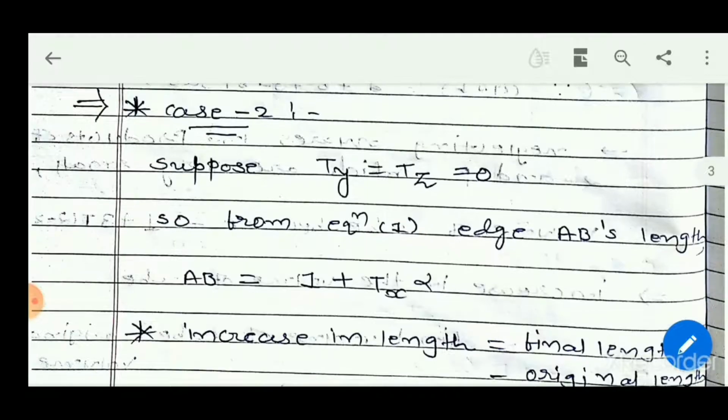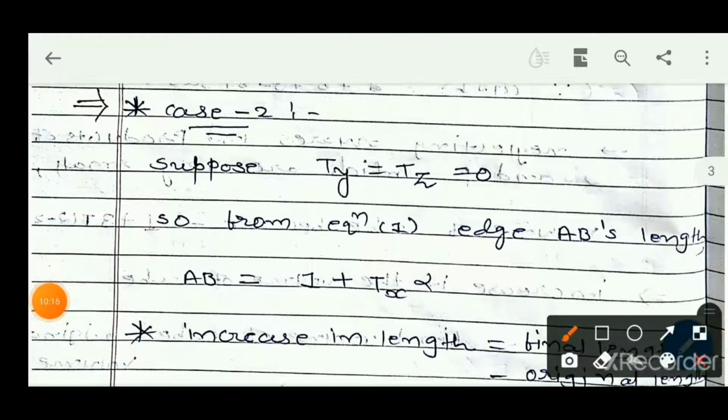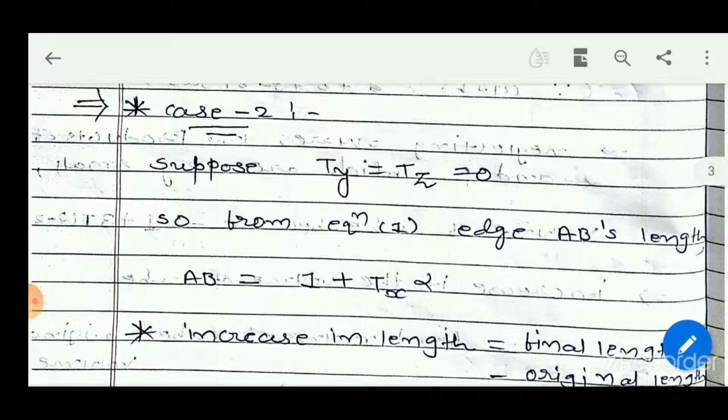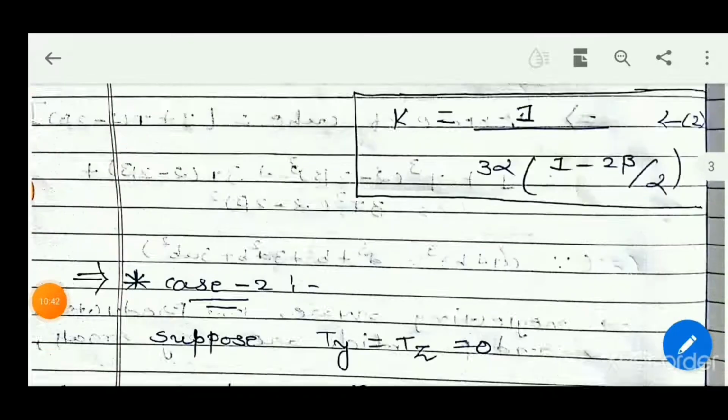Now what is the case? Now we have to find Young modulus and Poisson's ratio. So we start with Ty equal to Tz equal to 0. Why? Because we only want the length, the increment or decrement in length. So let's take Ty and Tz equal to 0 and only focus on Tx.